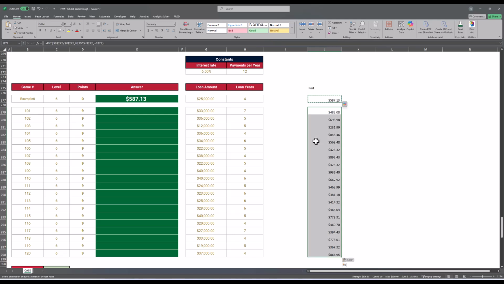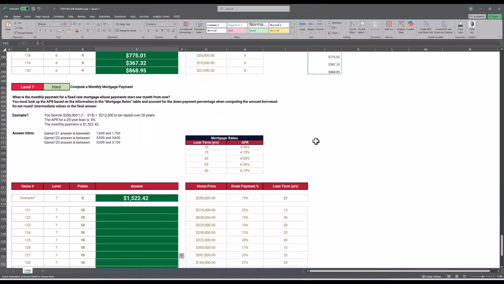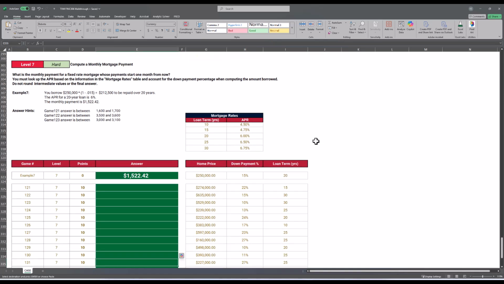Solved it for everything. And there's my solutions. Now to the final level. So we're going to do a monthly mortgage payment again.